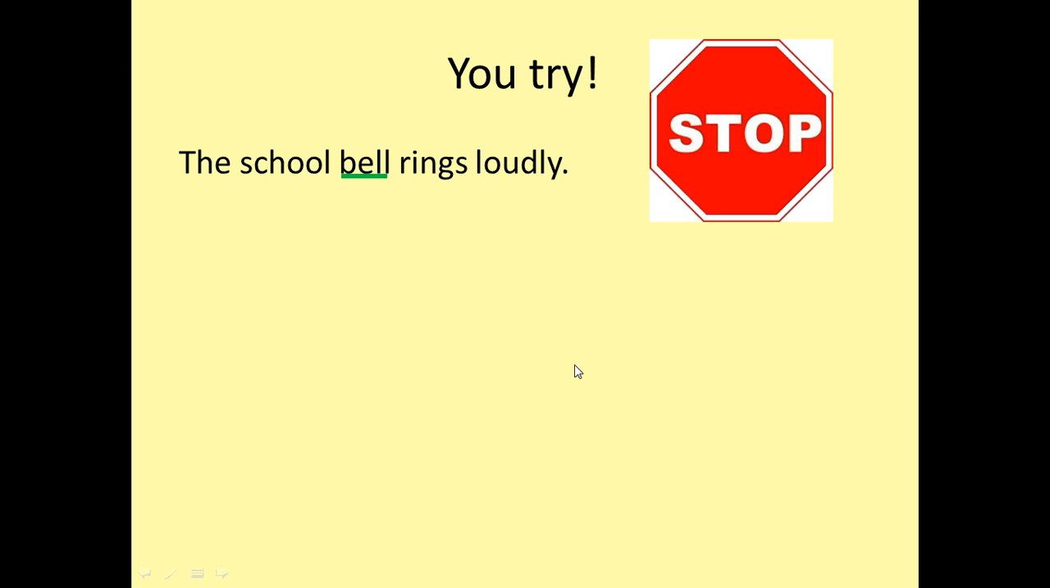The simple subject in this sentence is Belle. It's the main noun. It's what the sentence is about. Now, what does the bell do? That's going to be your main verb. The answer is rings. Bell rings. Main noun, main verb, or what we call them now is simple subject, simple predicate. Try the next one.